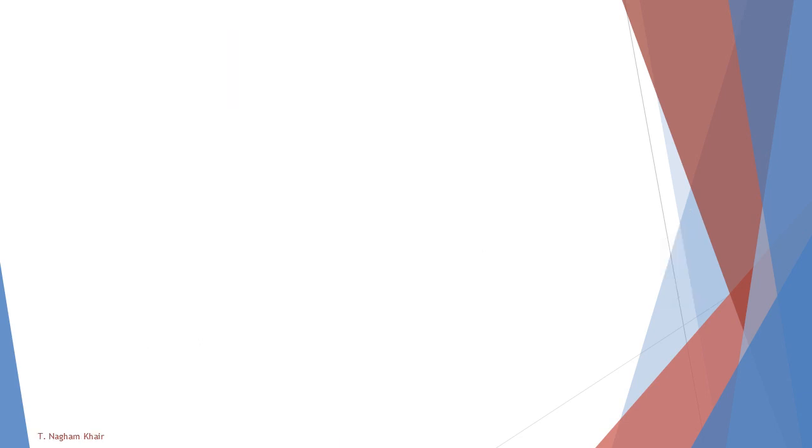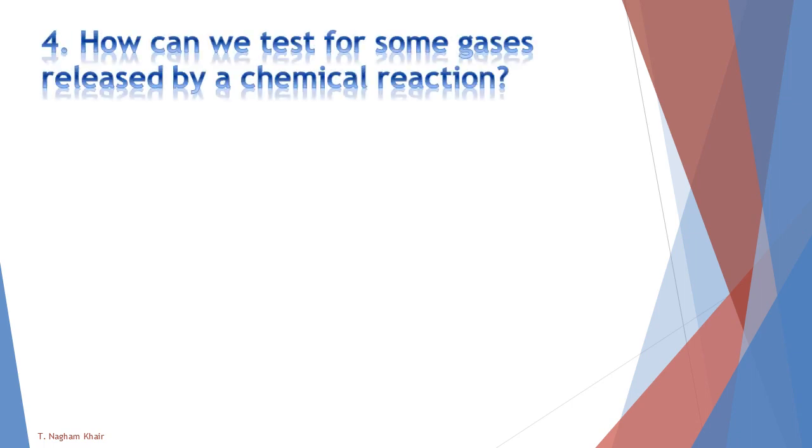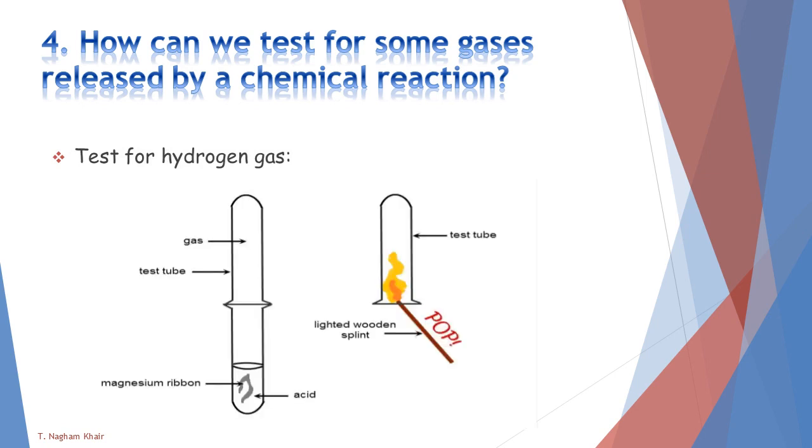Which are these gases? We have to test for some gases to know its nature. First, test for hydrogen. How can I know that this gas is hydrogen? If we approach a glowing splint and it makes a pop sound, this means that the gas released from the chemical reaction is hydrogen gas.